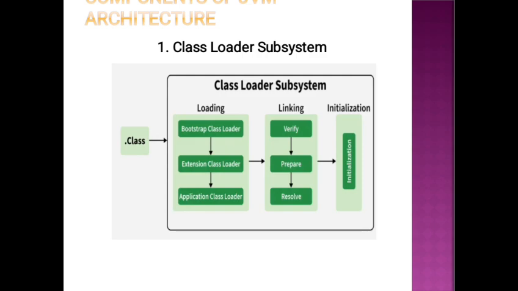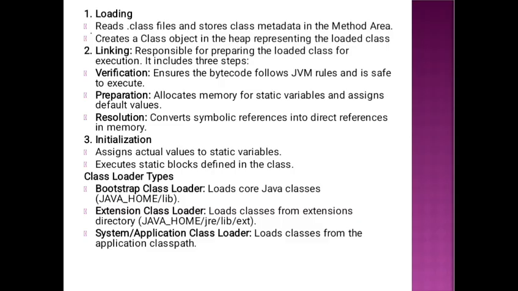This is a class loader subsystem diagram. The class file is loaded into the class loader. The loader first moves to the bootstrap class loader, then the extension class loader, then the application class loader. Then all the processes are done. Then it moves to the linking phase, then to the initialization phase. In the class loader, it reads the .class file and stores class metadata in the method area. It creates a class object in the heap, representing the loaded class.